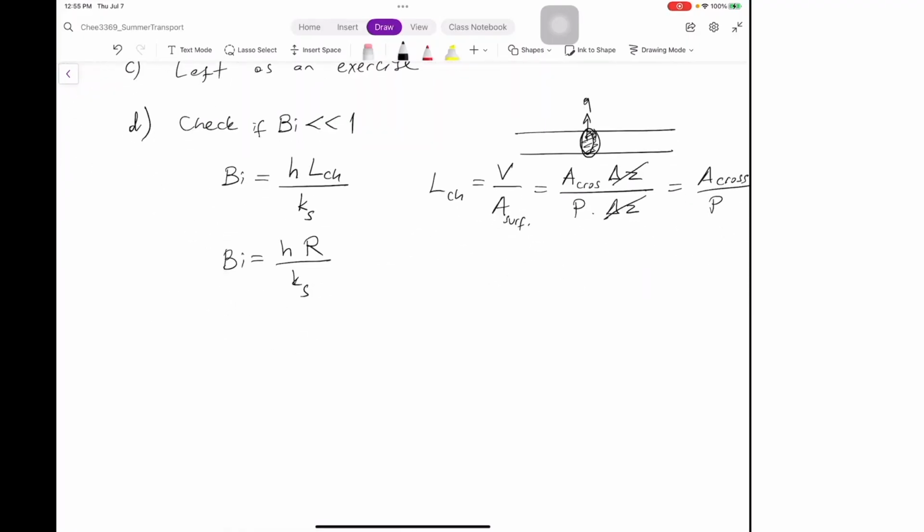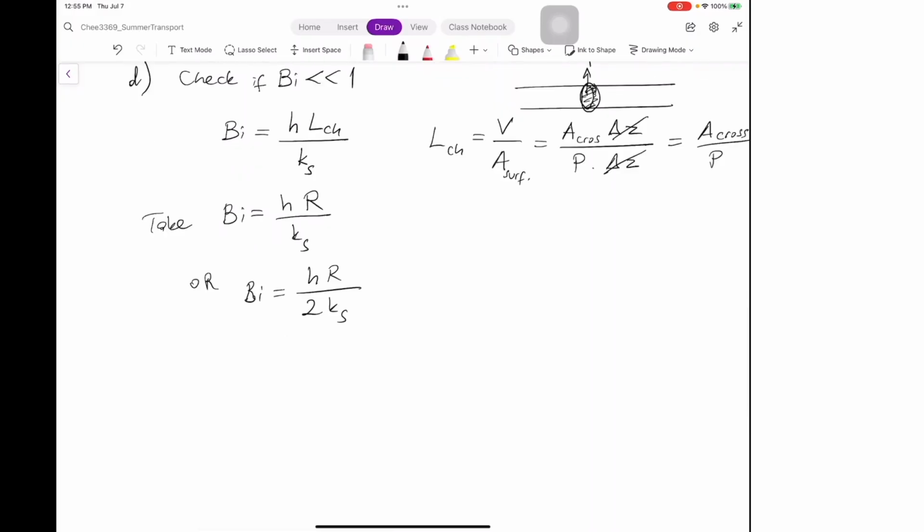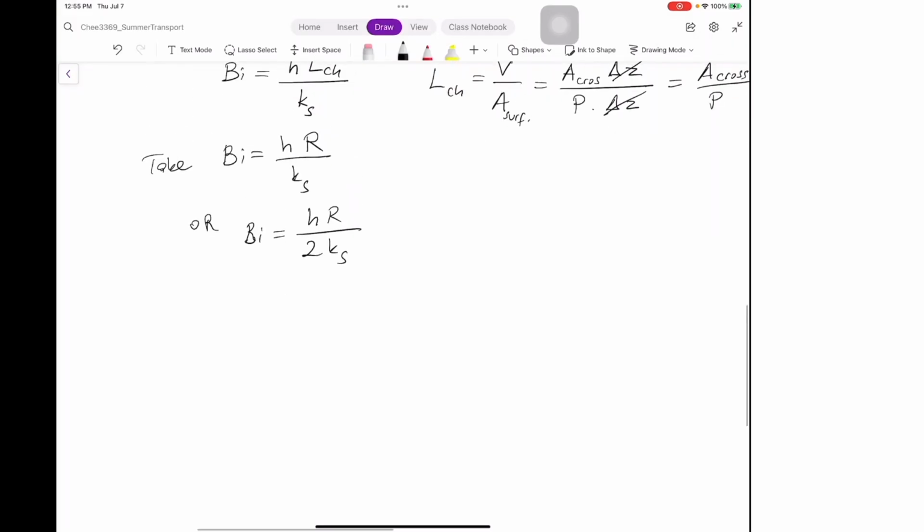Doesn't matter because you're going to do an order of magnitude estimation. You can take either this or hr over 2. Either is fine because we are trying to understand whether it's 1 or 0.00001. But if it's, for example, 0.5, I'm not going to assume that it's much less than 1. So I'm just thinking about order of magnitude estimation. It doesn't matter whether you have this 2 there or not.